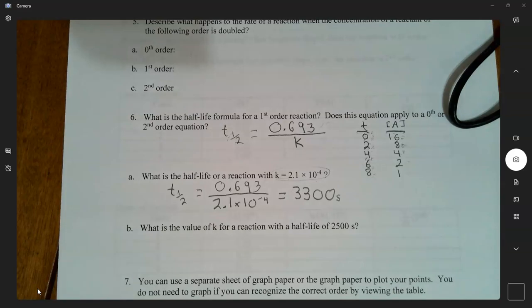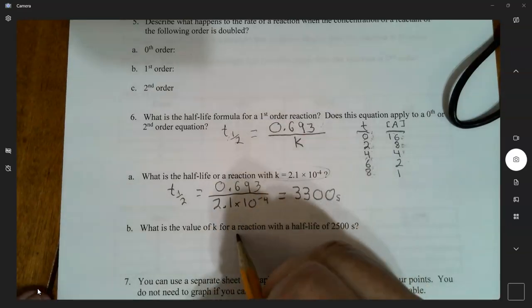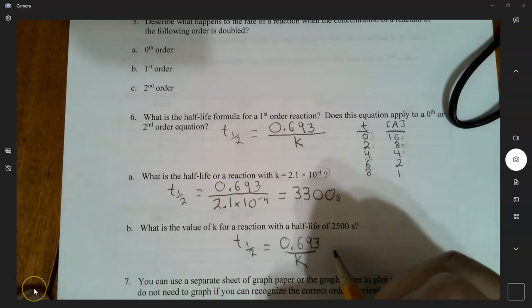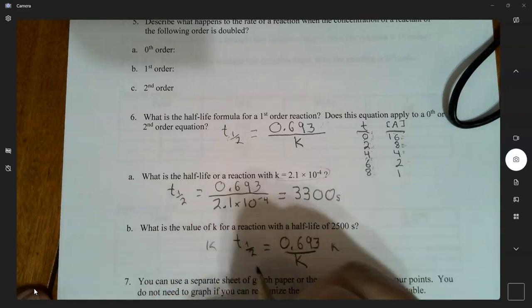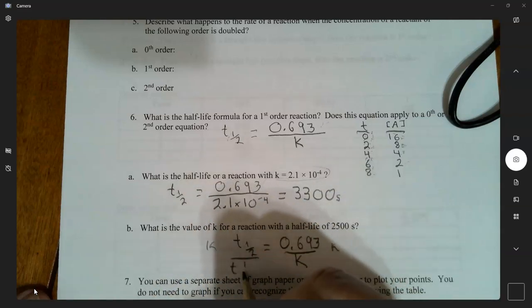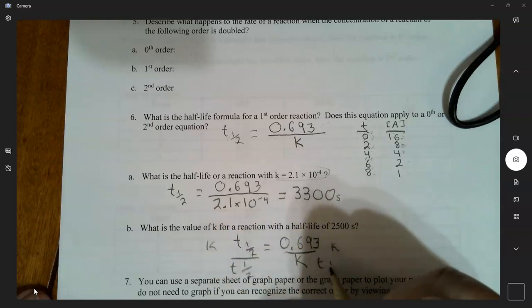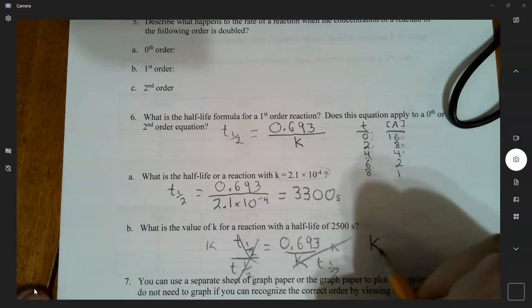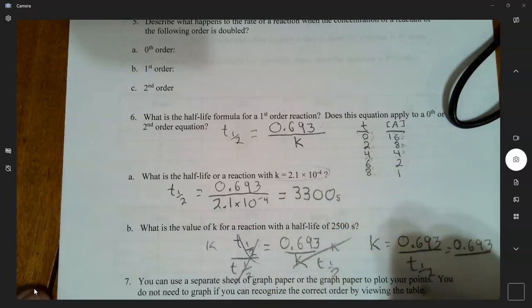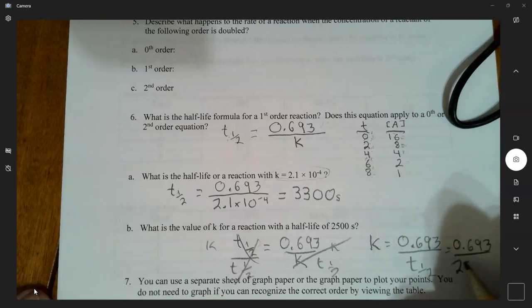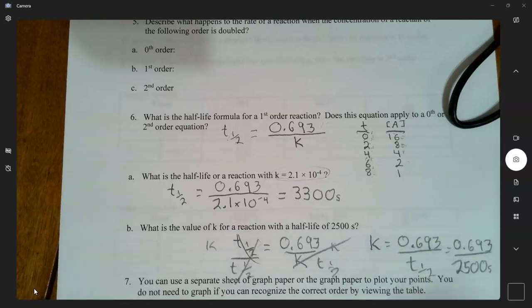Okay? All right. What is the value of k for the reaction with a half-life of 2,500 seconds? So you can go ahead and rearrange the equation. I'm going to multiply both sides by k and divide both sides, all in the same step, by t1/2. This goes away and this goes away, so what you end up with is k equals 1/t1/2, and they gave you t1/2 is 2,500 seconds. So go on the calculator and do that.